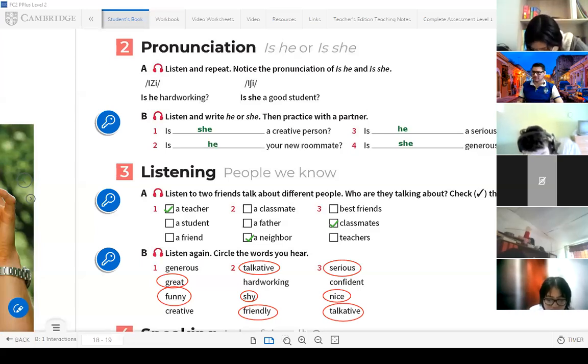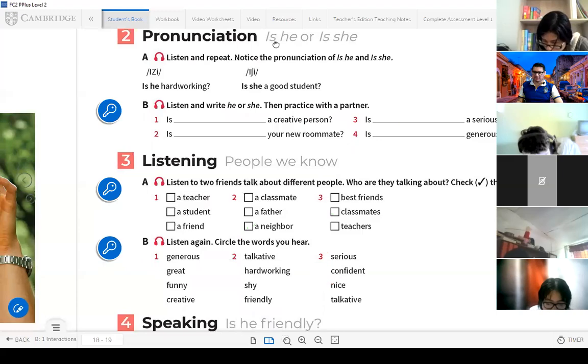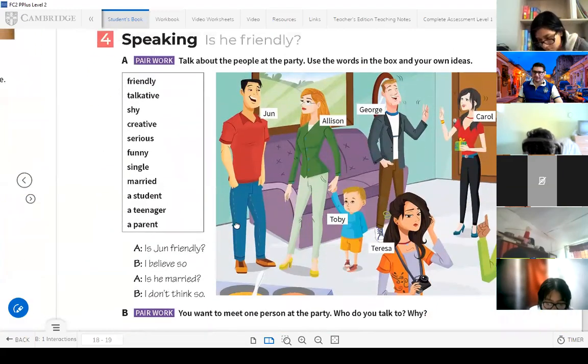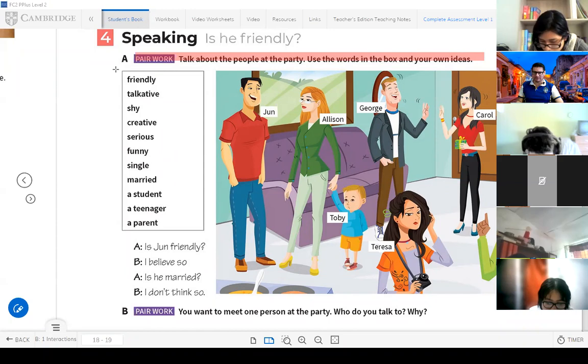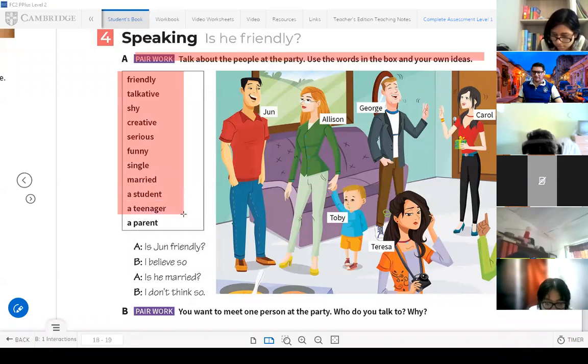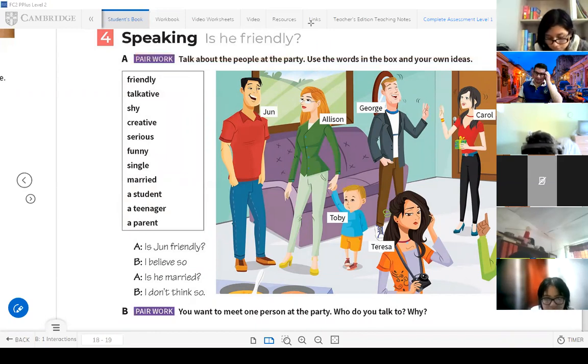Okay, now let's go to the next part. What do we have here? It says speaking. Here we have talk about the people at the party. Use the words in the box with your own ideas. We have the adjectives: friendly, talkative, shy, creative, serious, funny, single, married, student, a teenager, a parent. And you have to write or talk about these people at this party.